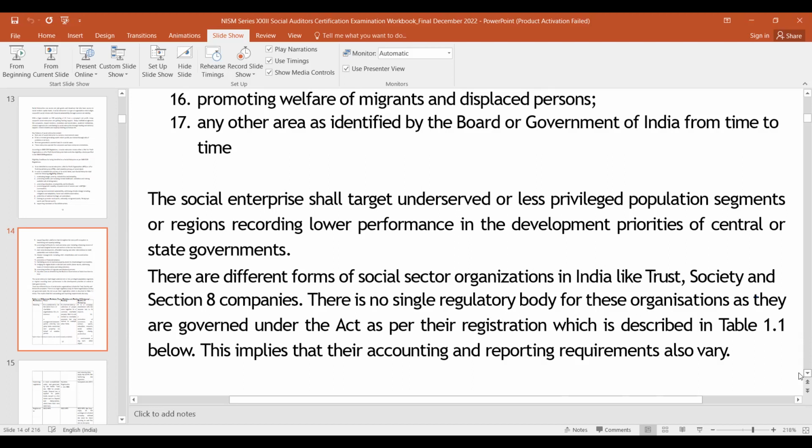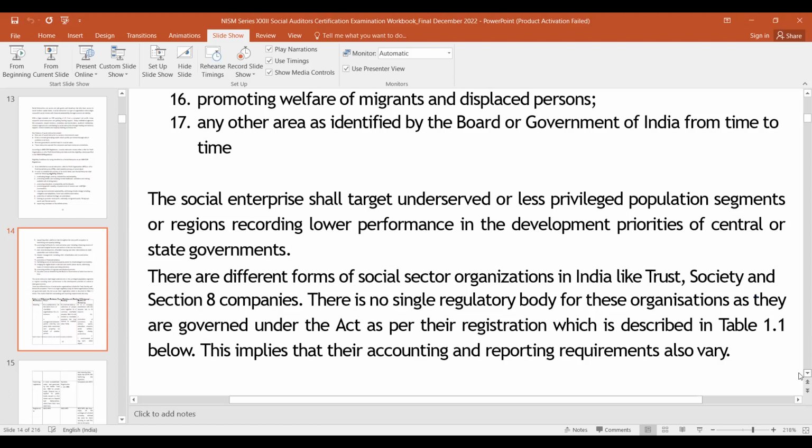So there are different forms of social sector organizations in India, like trust, society, and Section 8 companies. Now there could be a question whether a cooperative society is a social sector organization. What types of societies are there? There are certain societies which are registered under the Societies Registration Act, and there are certain societies which are registered on a cooperative basis.